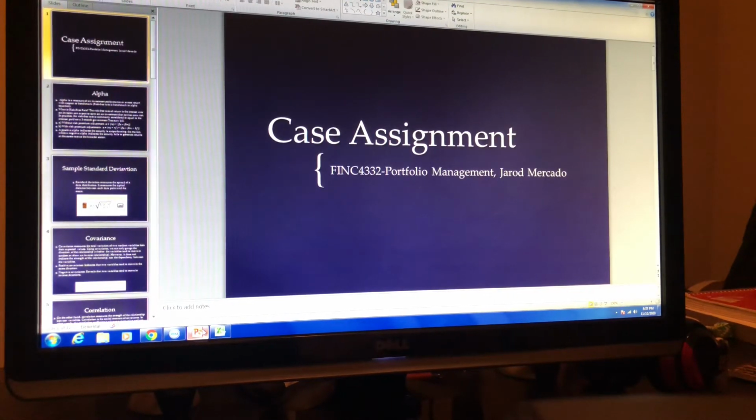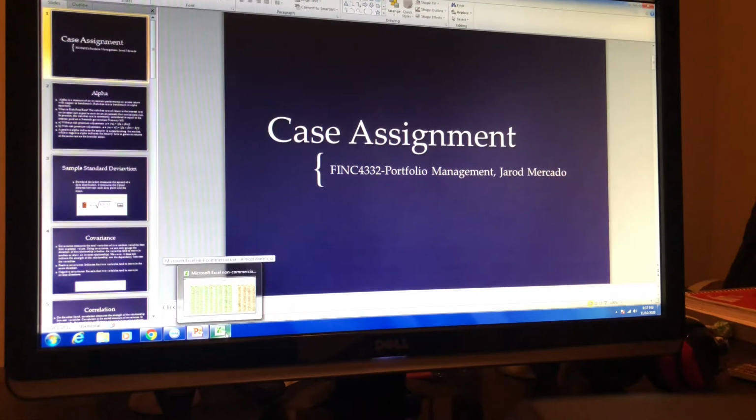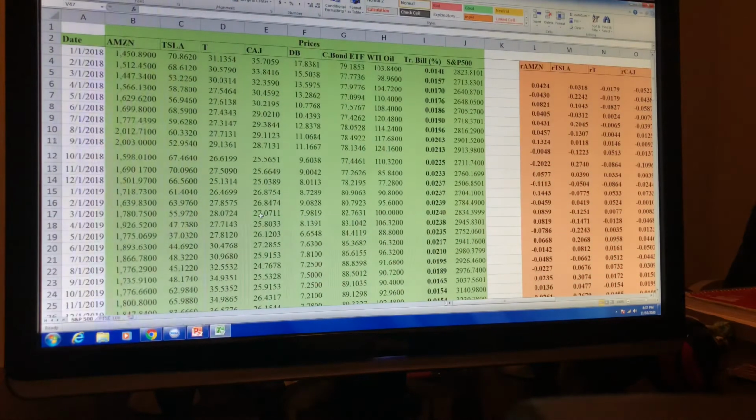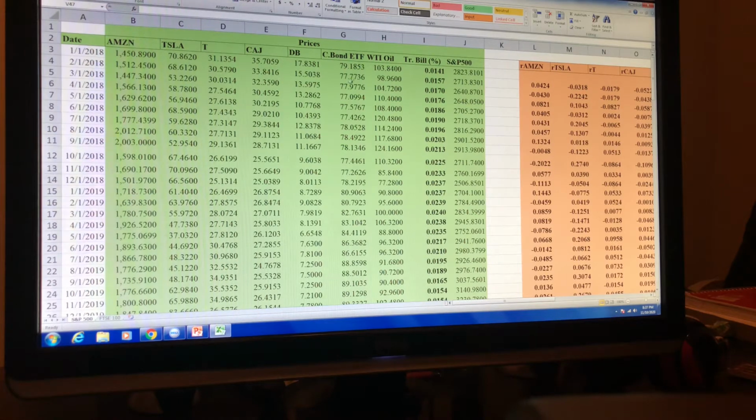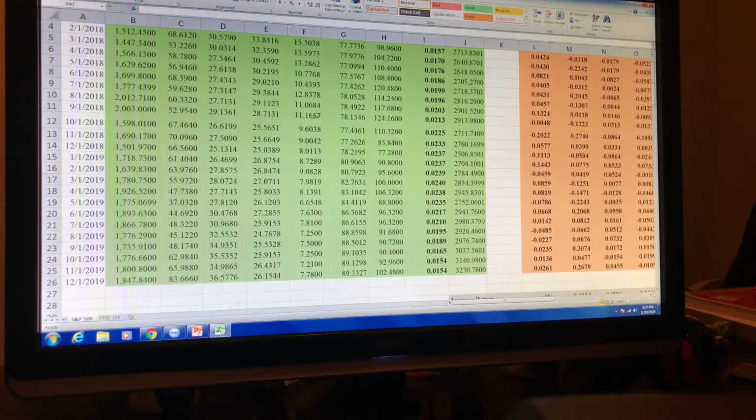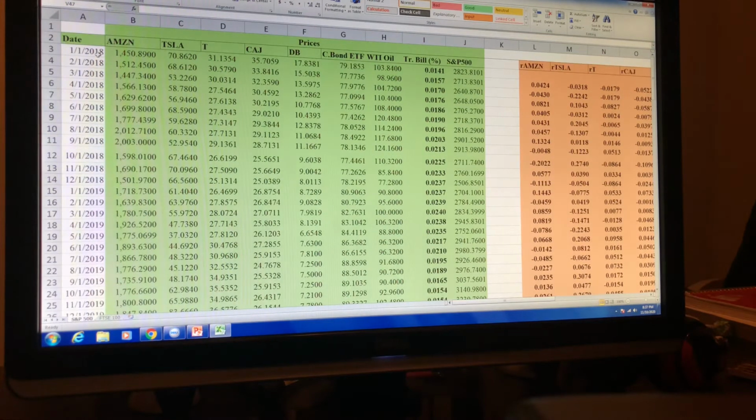This is my case study assignment. I was asked to diversify a portfolio, minimize risk, and maximize return. These are the 8 asset classes, of which I picked 5. I was given 4: the bond, oil, T-bill, and S&P 500, for the 24-month period that we are looking at, from December 2019 to January 1st, 2018.